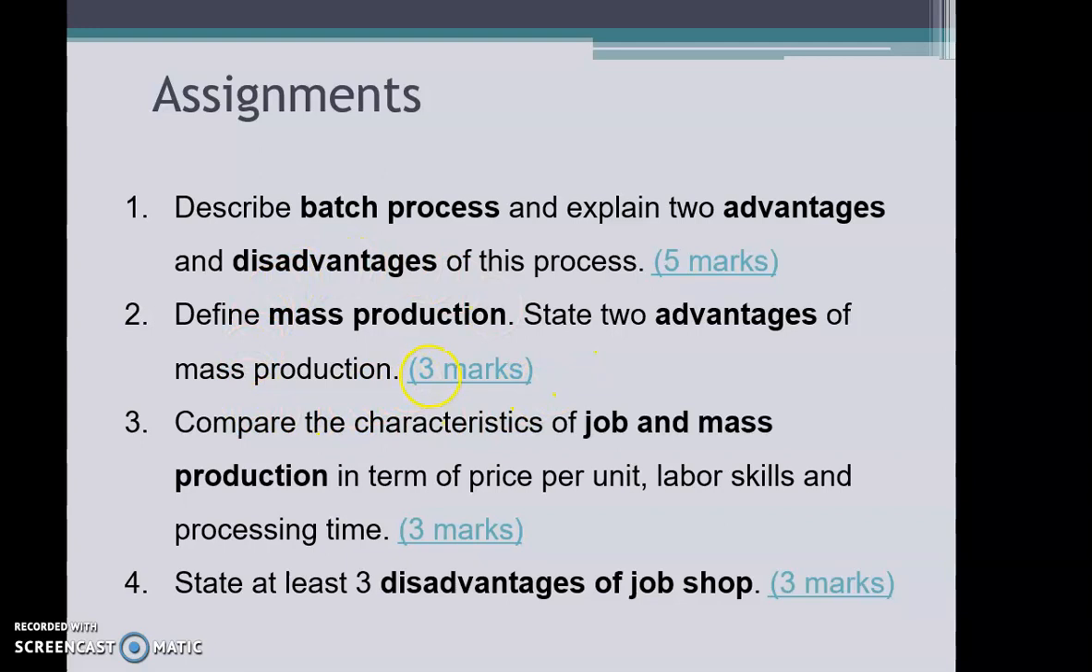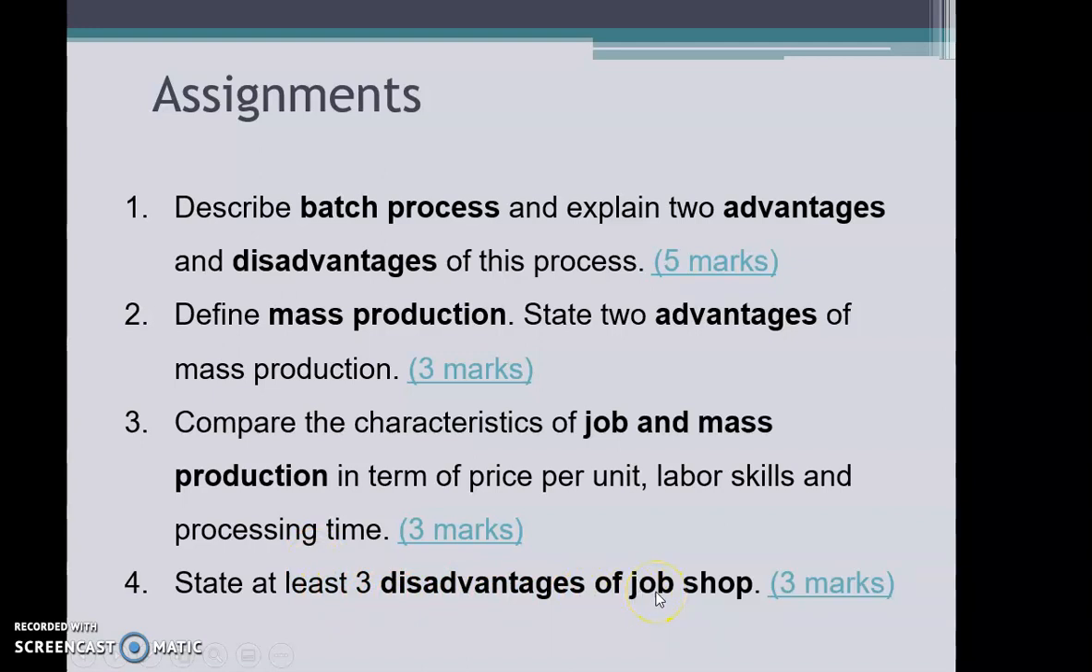Compare the characteristics of job and mass in terms of price per unit. If we compare job and mass, we can see that the price per unit for job is higher, and the price per unit for mass is lower because it produces in high volume. For labor skill, job shop requires high labor skill, and for mass you just need low labor skill because mostly you use automation. And for processing time, job has a slow processing time, and mass has a very fast processing time.